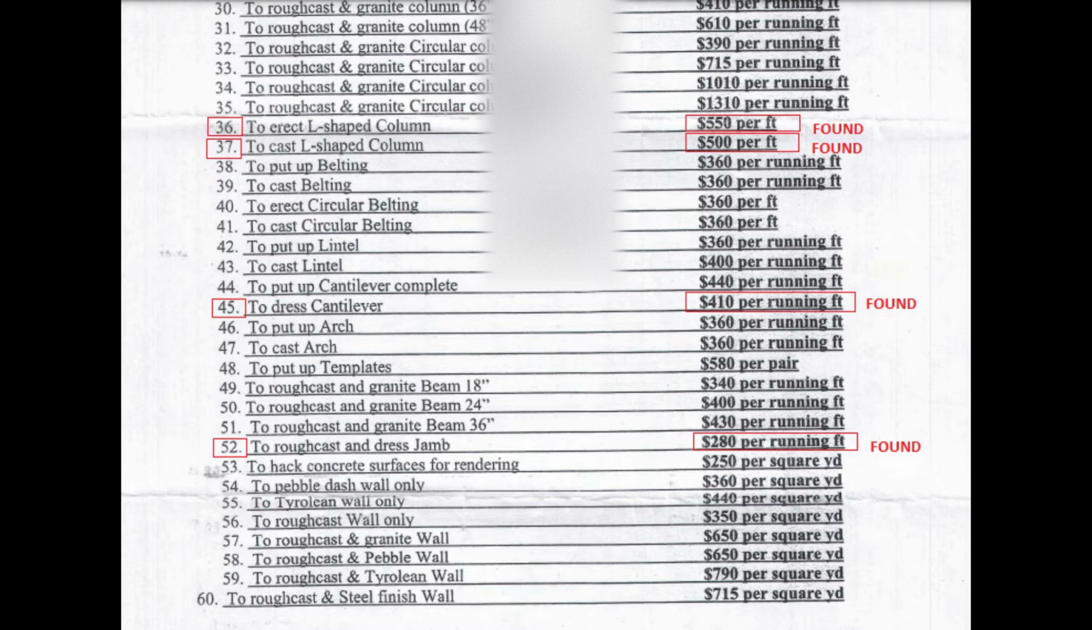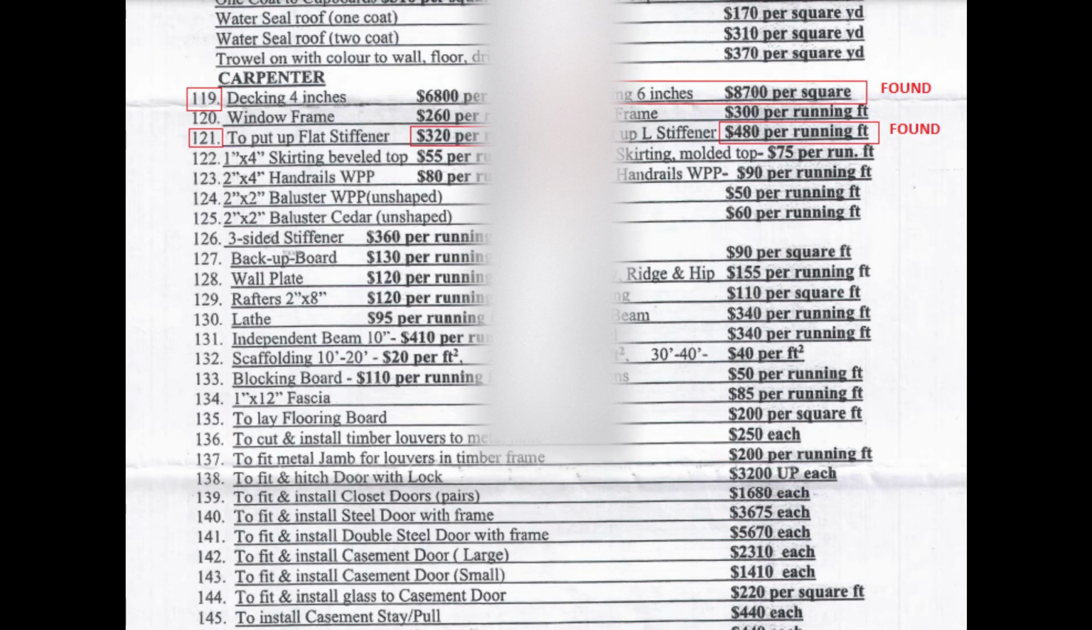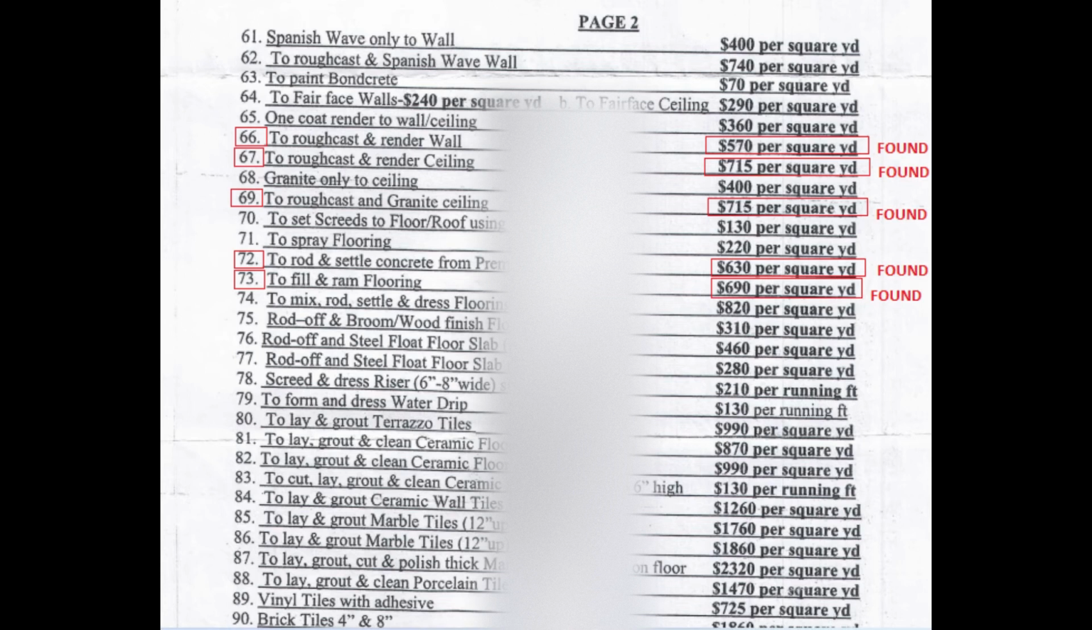So for form work, for stiffeners and column, number 36. For the casting of those stiffeners and column, number 37. To put up the decking or to put up the slab is seen as number 119B. 119A is for 4-inch, 119B is for 6-inch. So I'm using 6-inch. So that's 119B. To cast the slab or cast the decking, number 72. To fill the floor, number 73.